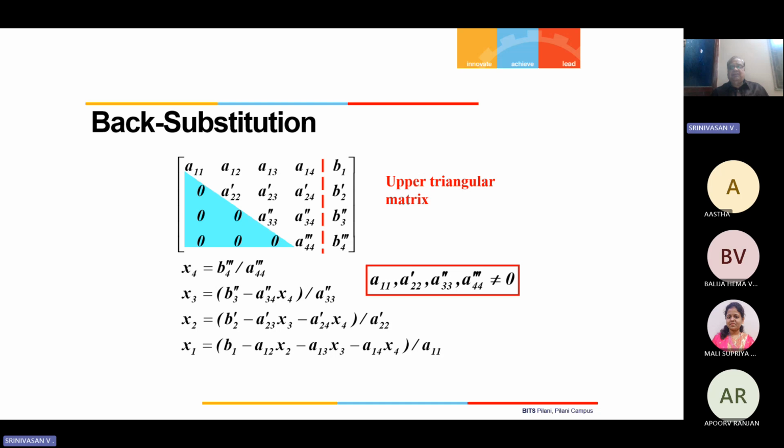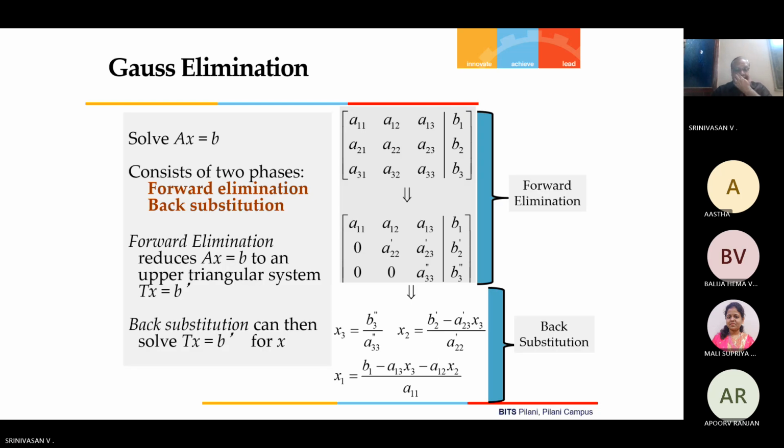With the condition that all those denominators you are going to divide by will be non-zeros. So this is what is explained again here, the same thing.